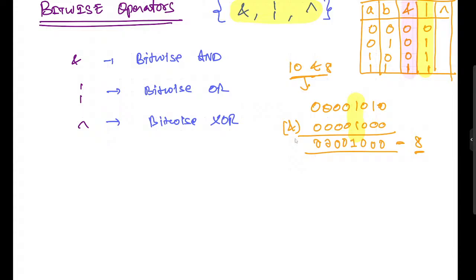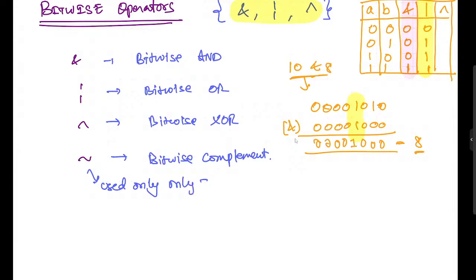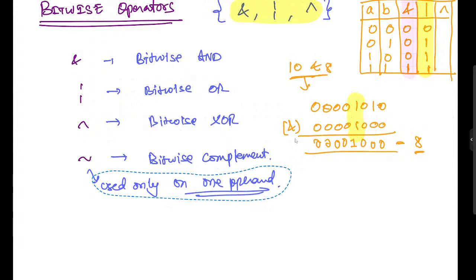There is also one more operator, which is complement. Complement is a unary operator, which is bitwise complement. You use it on only one operand. Cool. So that is basically your bitwise operators.